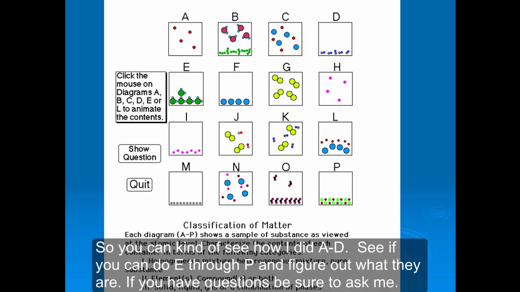So you kind of see how I did A through D. See if you can do E through P and figure out what they are. And if you have questions, be sure to ask me.